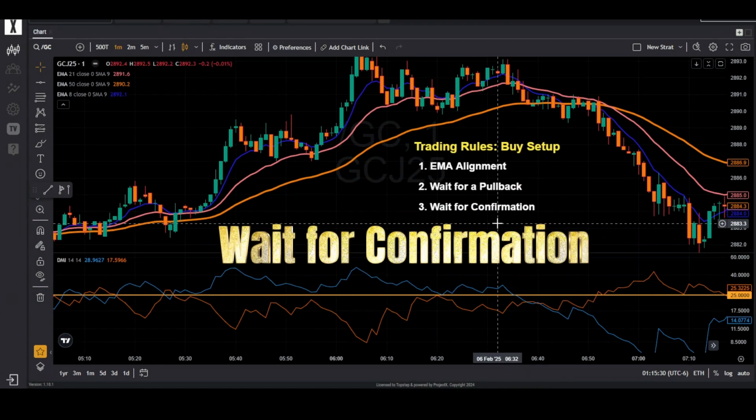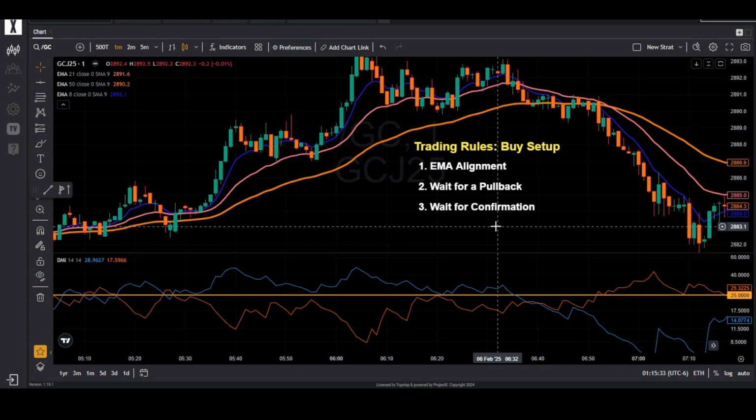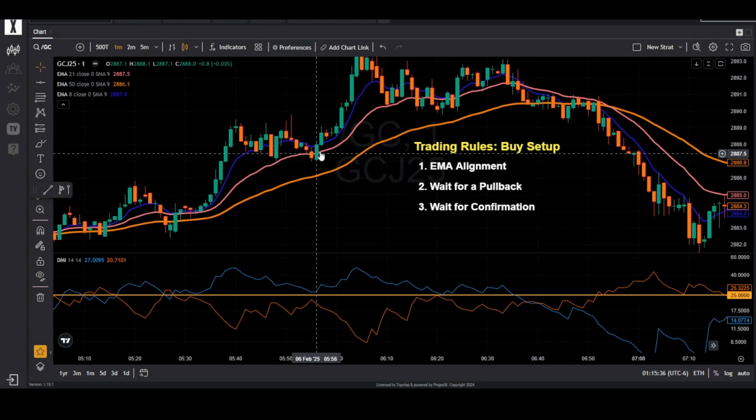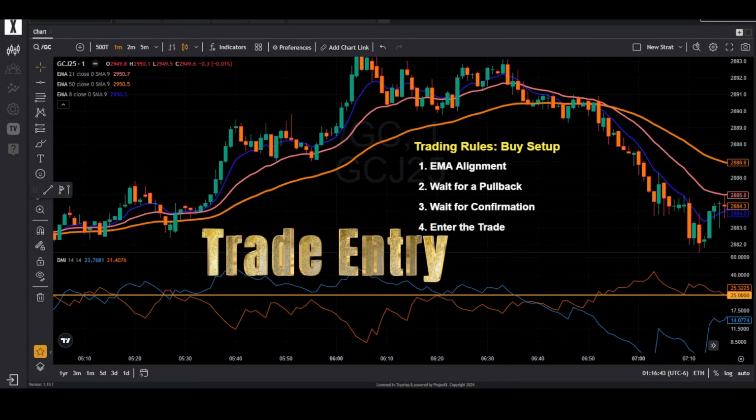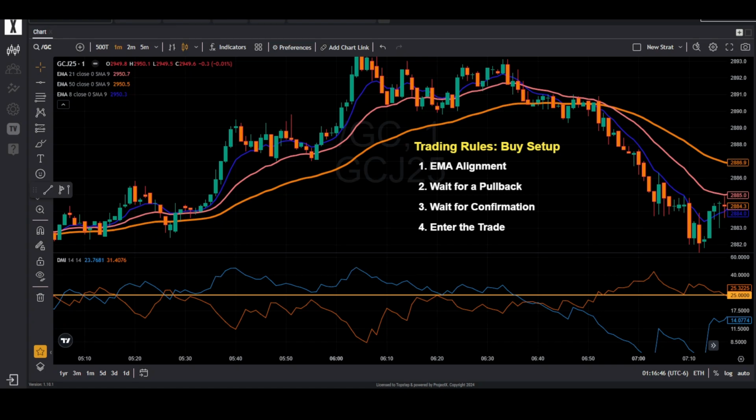Third thing is wait for confirmation. A bullish candle must close above EMA 8, as you can see over here, and plus DI line, DMI must be above 25 and increasing compared to previous candles. So if we look at the DI value, if we look at this red candle, DI value in blue is 26.7580, and if you click on this bullish candle that closed above EMA 8, value is 27.0095, and you can visually see as well that it is increasing upward. After getting these confirmations, next step would be enter the trade.